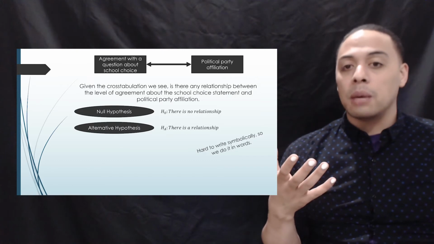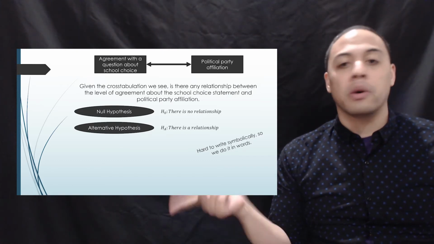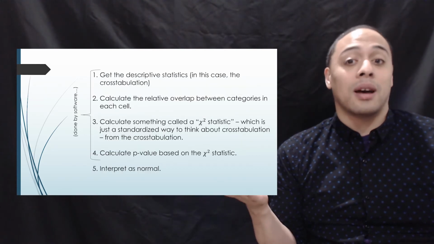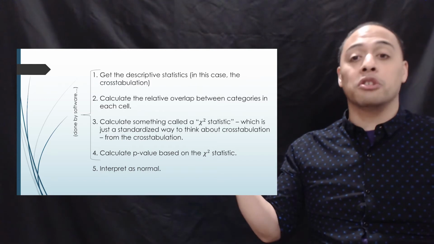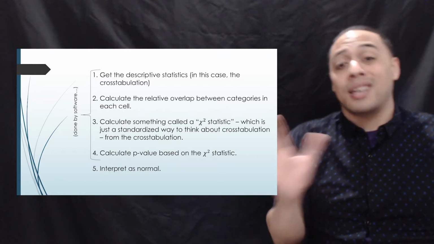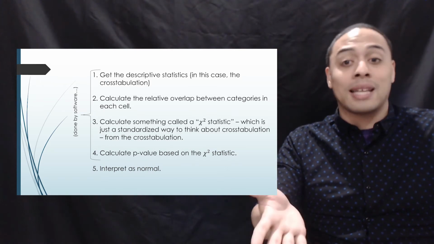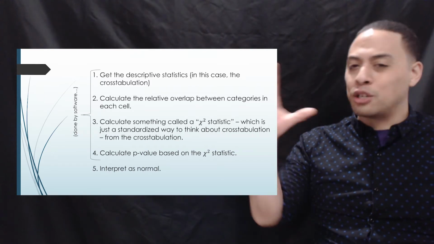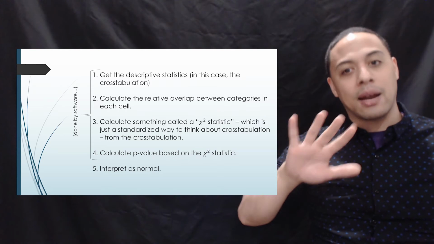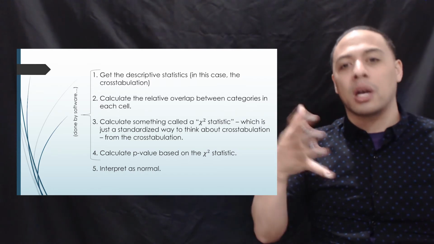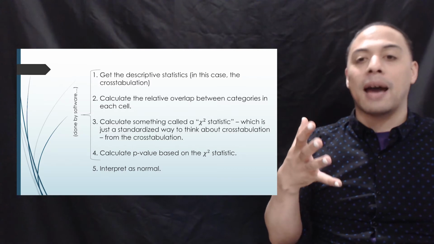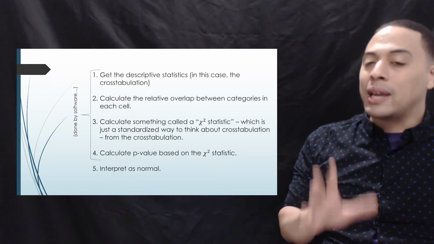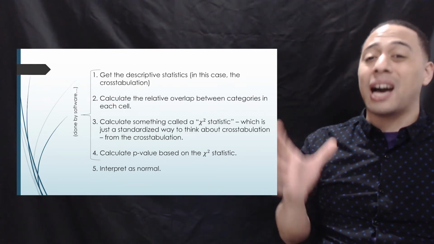And so we want to figure out, are we going with the null hypothesis or are we going with the alternative hypothesis? How do you do that? This is the same thing we've always done, right? First, you calculate your descriptive statistic. In this case, the descriptive statistic is the crosstab or the contingency table. That's it. Then, in order to do the chi-square test of independence, we look at the relative overlap of the different categories, right? Which you can imagine is what we're talking about when we talk about the pattern. We're looking at the extent to which certain categories overlap with other categories, right? And then we calculate from those overlaps something that we call the chi-squared statistic.